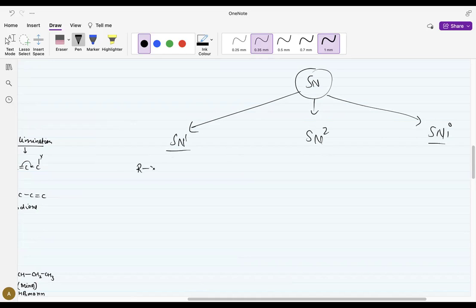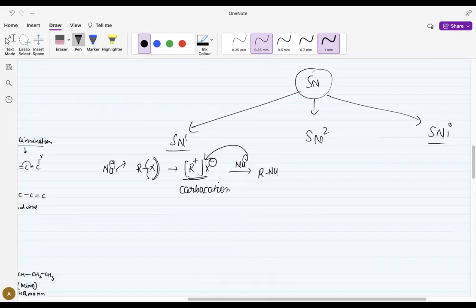In SN1, let's say we have an alkyl halide and a nucleophile. Before the nucleophile comes, this bond will break due to solvolysis, so we will get R positive and X negative. Now this nucleophile will come and attack R positive to give R-Nu. You know that a carbocation forms in SN1; 3 degree alkyl halides are more stable and form the 3 degree carbocation more easily. This is all SN1 reaction.